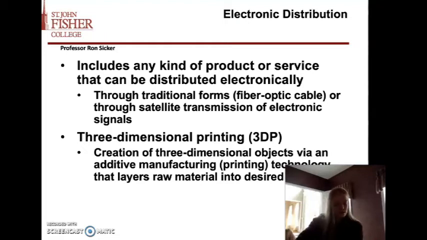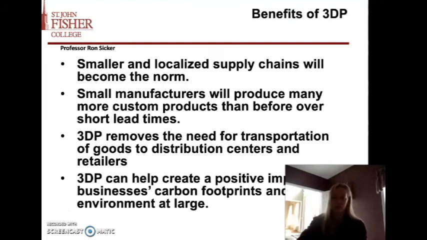So 3D printing is a different kind of electronic distribution. I'll read the whole definition because my face is covering part of it. So it's the creation of three-dimensional objects through an additive manufacturing printing technology that layers raw materials into desired shapes. So it's definitely an up-and-coming method of electronic distribution, and you'll probably see an increase in its popularity over the next coming years.